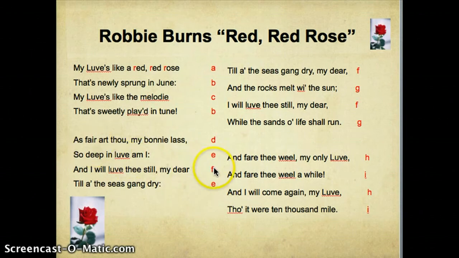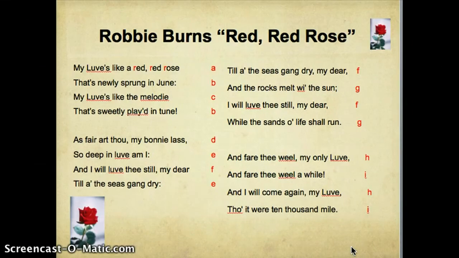So we can pattern out our rhyme scheme as the following. So A, B, C, B, D, E, F, E. And then we have the rhyme scheme changing, 3 and 4. We have the same words in repetition. So our rhyme scheme changes a little bit. So till all the seas gone dry, my dear, and the rocks melt with the sun, I will love thee still, my dear, while the sands of life shall run. So dear and dear, we can put those at the same. So F, G, F, G, and then H, I, H, I. So it has a standard rhyme scheme that we can distinguish.